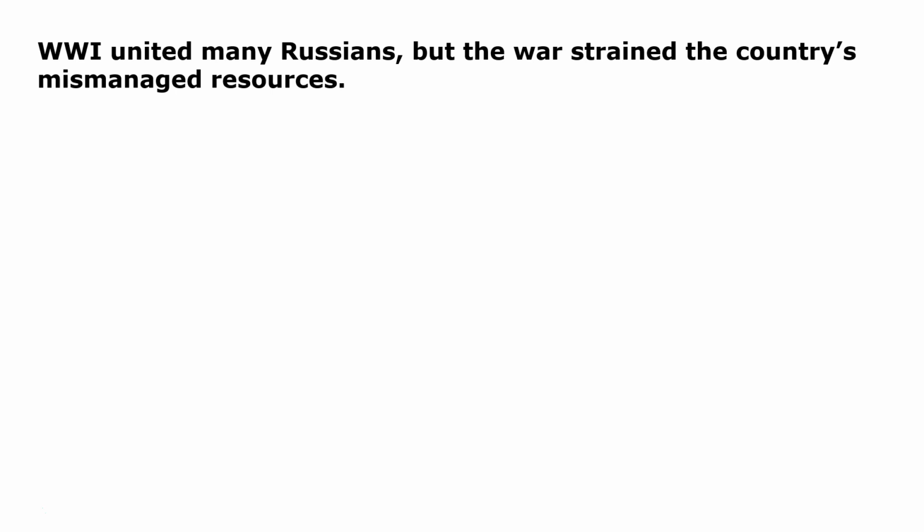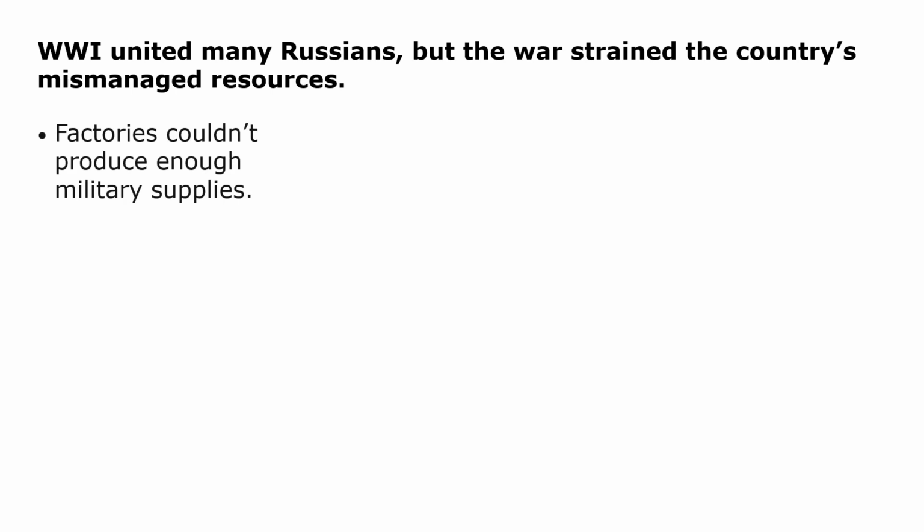So initially, as it did for most of the participants in World War I, it united Russians. They had a common goal: support the Slavic people and keep in check, if you will, the other European powers, Germany and Austria. But very early on from the get-go, the war put a significant strain on the country's resources, and part of that's due to mismanagement, part of that is due to the fact that they just didn't have as developed resources as the other powers did.